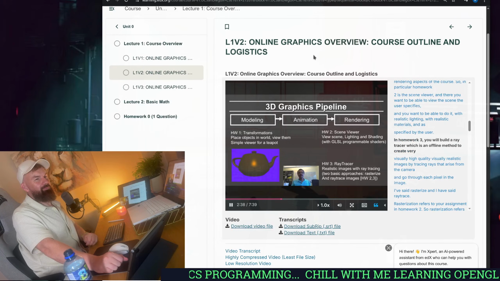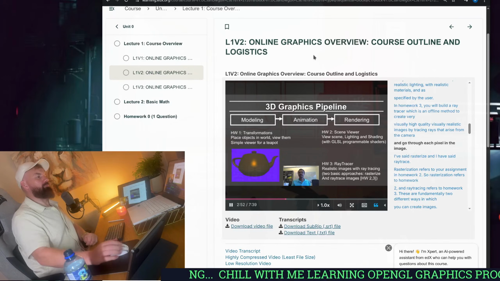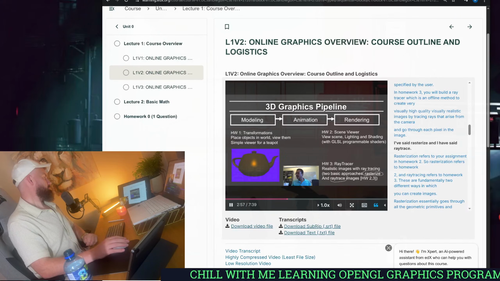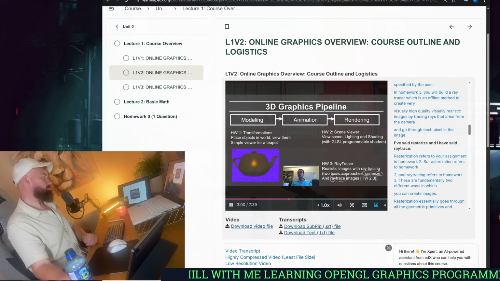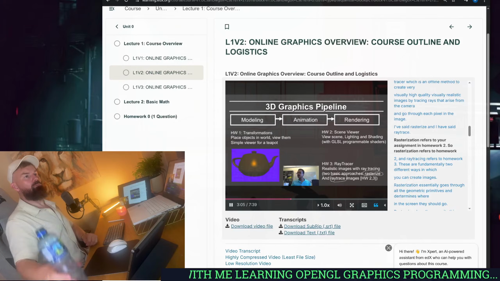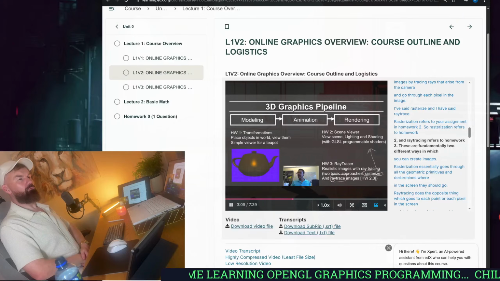In homework 3, you will build a ray tracer, which is an offline method to create very visually high quality, visually realistic images by tracing rays that arise from the camera and go through each pixel in the image. I've said rasterize, and I have said ray trace. Rasterization refers to your assignment in homework 2, and ray tracing refers to homework 3.